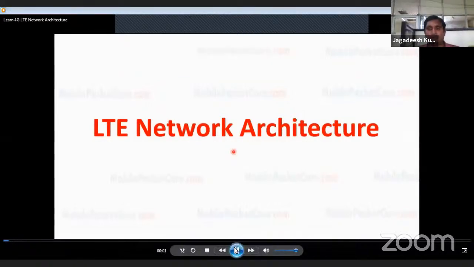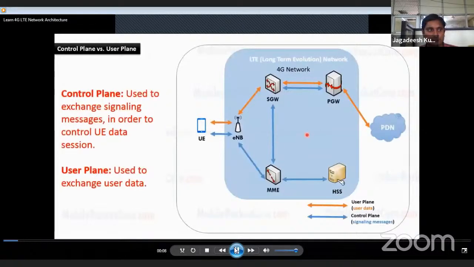Welcome to this lesson. In this lesson, we will learn network architecture of LTE. This diagram shows LTE network architecture. LTE refers to long-term evolution, and it is used to refer to the fourth generation 4G mobile network.